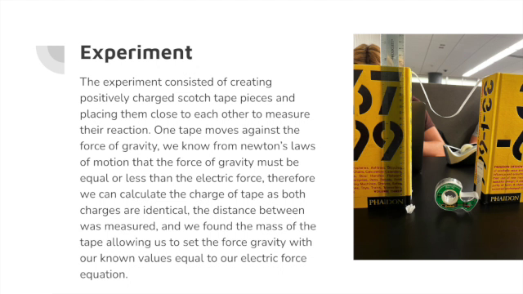Experiment. The experiment consisted of creating positively charged Scotch tape pieces and placing them close to each other to measure their reaction. One tape moves against the force of gravity, and we know from Newton's laws of motion that the force of gravity must be equal to or less than the electric force. Therefore, we can calculate the charge of the tape, as both charges are identical. The distance between them was measured, and we found the mass of the tape, allowing us to set the force of gravity with our known values equal to our electric force equation.